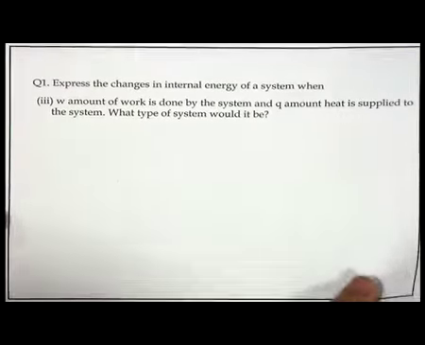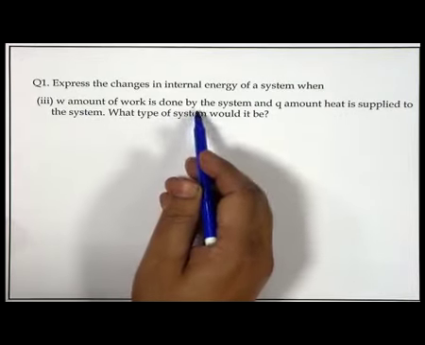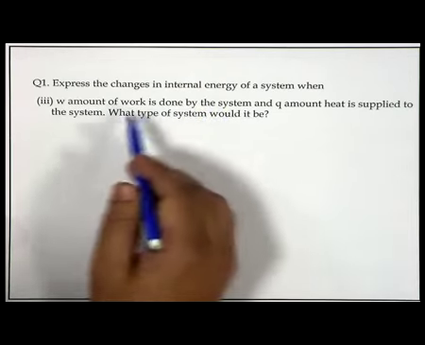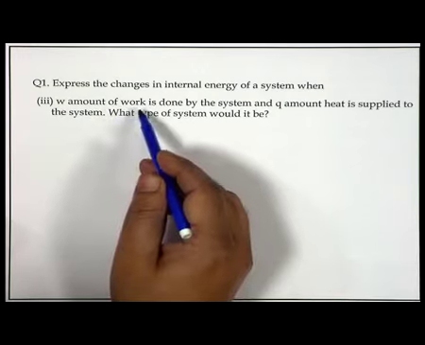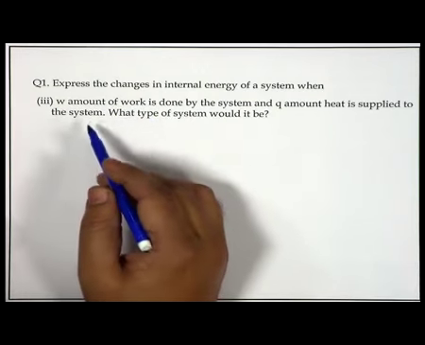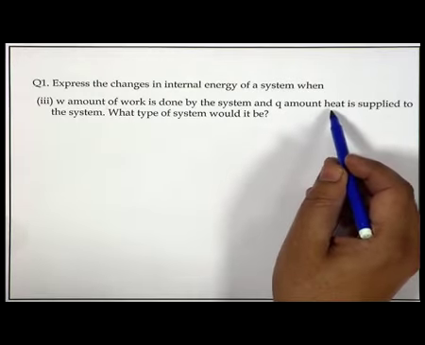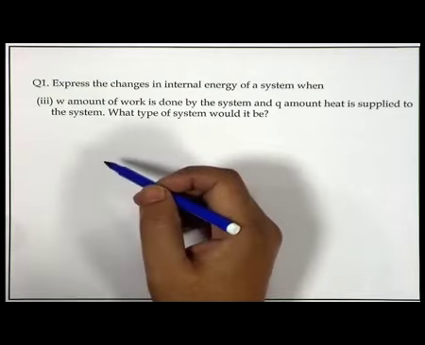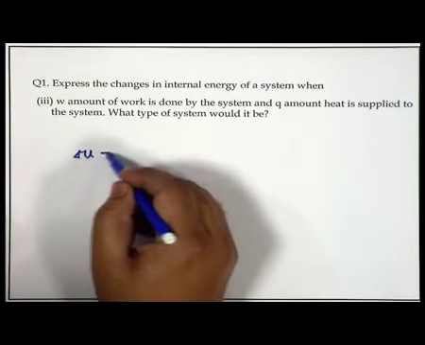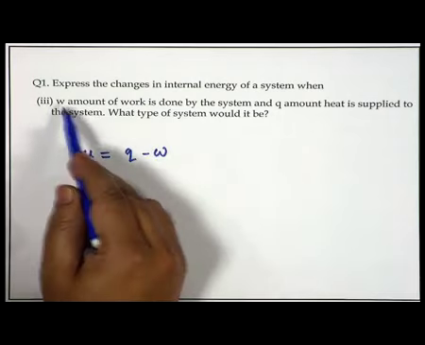In the third question, W is the amount of work done by the system, which means the system is losing some energy. So it will be minus W, and Q is the amount of heat supplied to the system, that means the system is gaining energy.